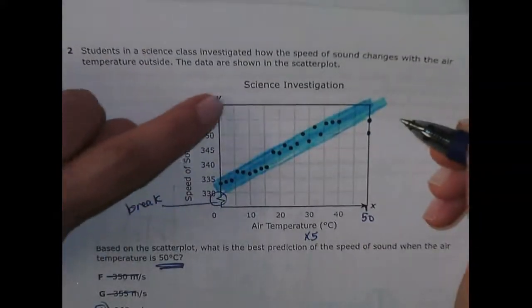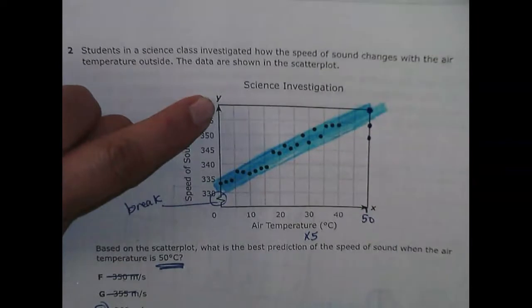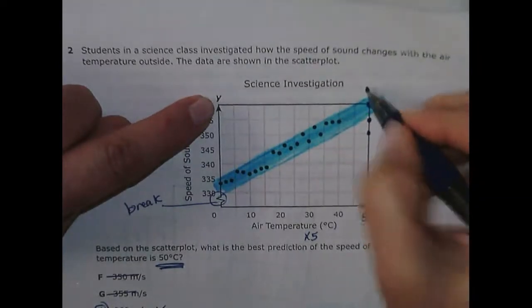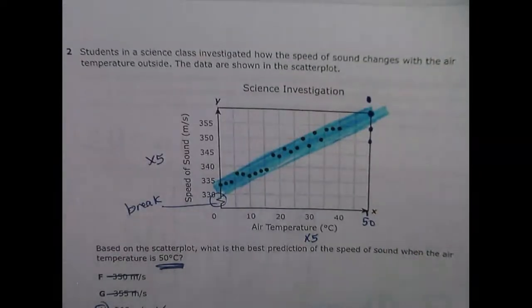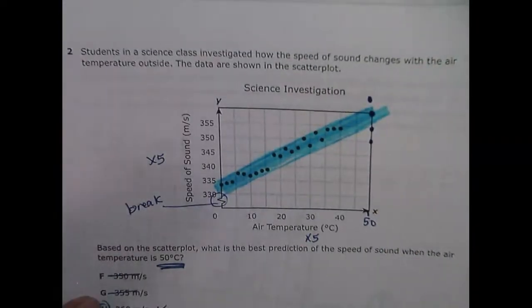350, 355. I think this top line is 360. That's in the blue. I kind of like that one. Next, 365. Wouldn't that be way up here yet? Another bar line? I don't think that's that one. I'm going to pick H.